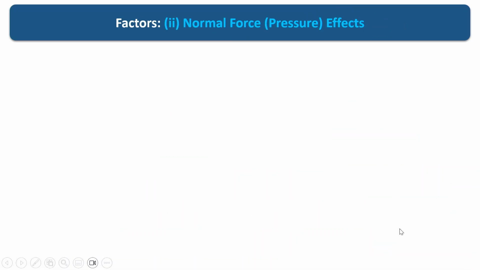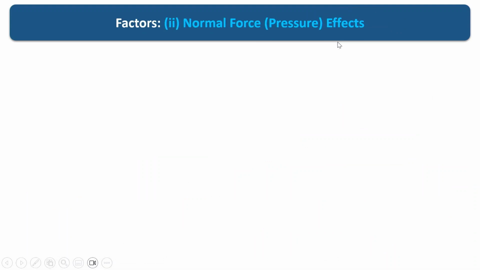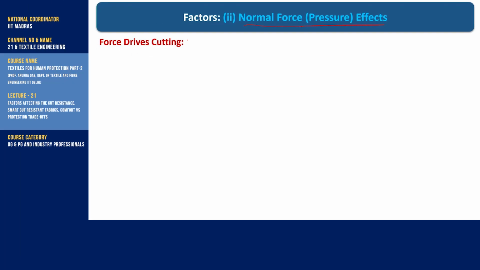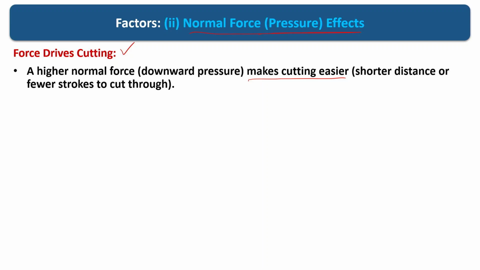So, after blade angle and the cutting mode, the next factor is the normal force or pressure effect. Force drives the cutting. So, if we increase the force, the cutting will be easier. Higher the normal force, the downward pressure makes the cutting easier. At higher normal force, a shorter distance or fewer strokes will be required to cut through. That we have discussed while discussing the standard.